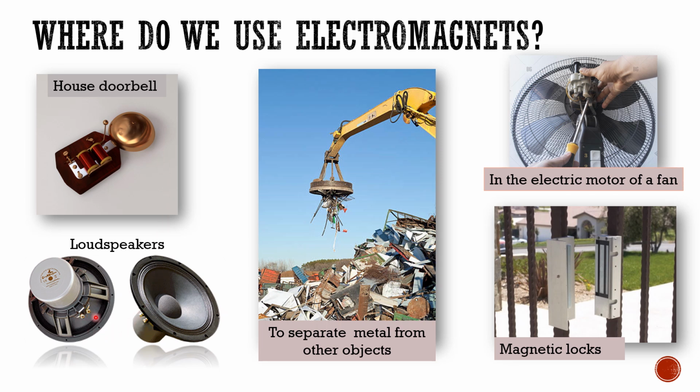You also find electromagnets in the back of loudspeakers. You can also find huge electromagnets in scrap yards where they want to separate different metal objects from each other. Also in the electric fan or electric motor of something like a fan, and then definitely in those magnetic locks that we see on gates and doors.